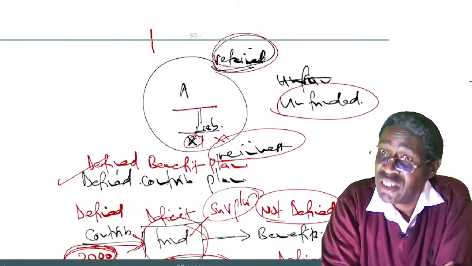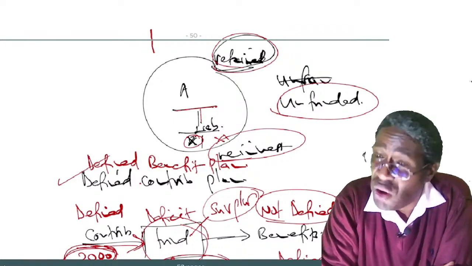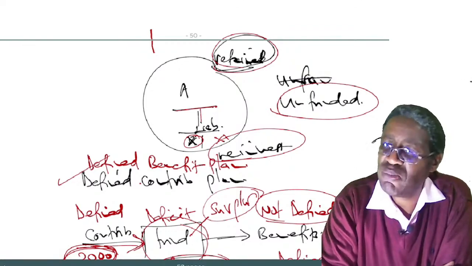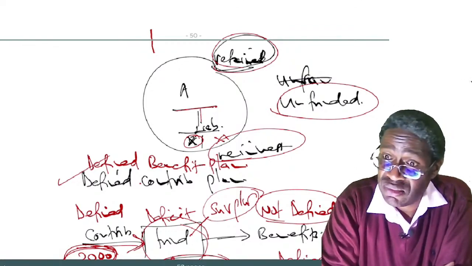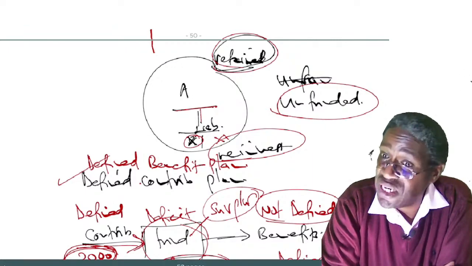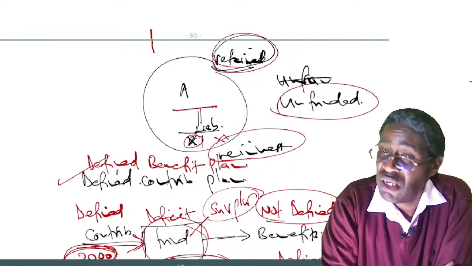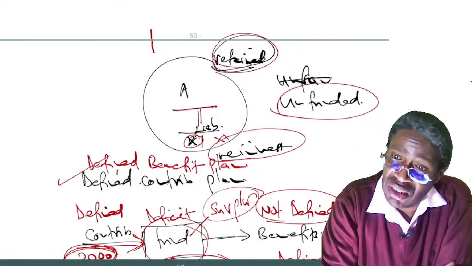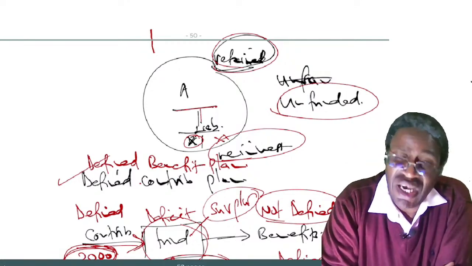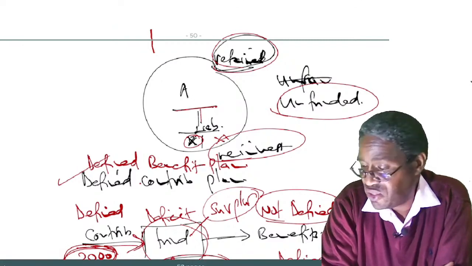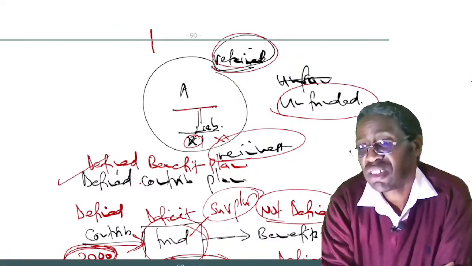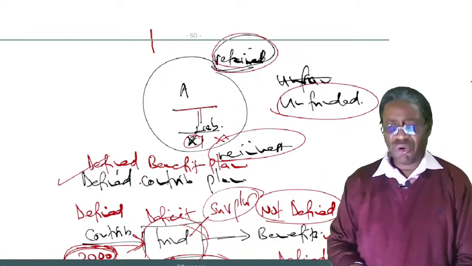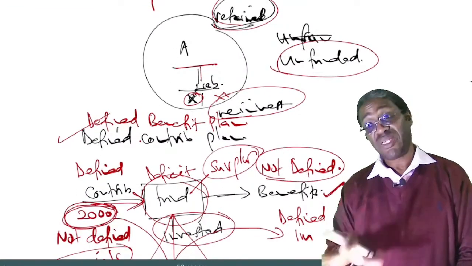Then I told you it is the employer who now pays the benefits to the employees when they retire. In the other approach, it was the funding agent who paid the benefits to the employees when they retire. But in this other one, it is the employer who pays the benefits to the employees when they retire. Good. So that's all for the unfunded scheme.